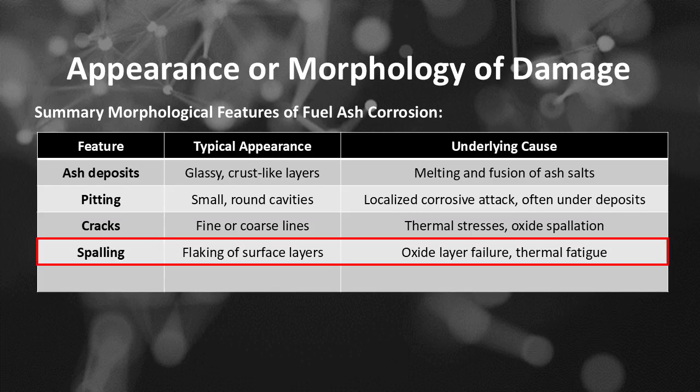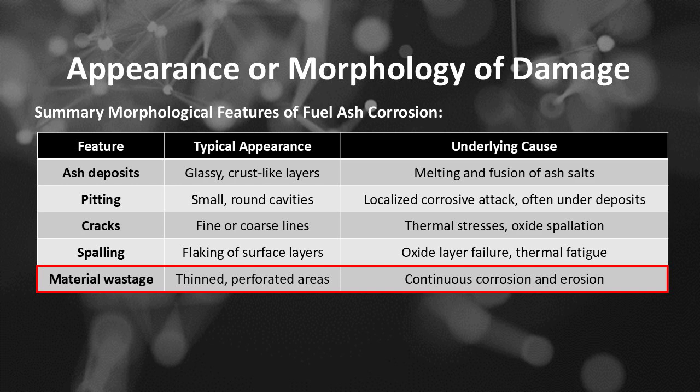If the morphological feature is spalling, its typical appearance would be flaking of surface layers, and its underlying cause oxide layer failure, thermal fatigue. If the morphological feature is material wastage, its typical appearance would be thinned, perforated areas, and its underlying cause continuous corrosion and erosion.